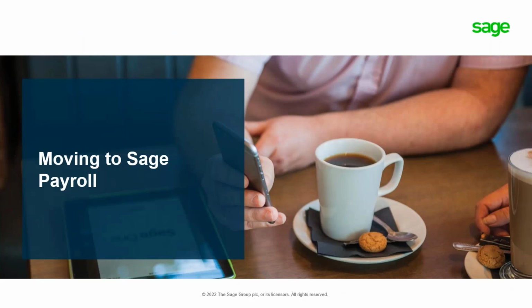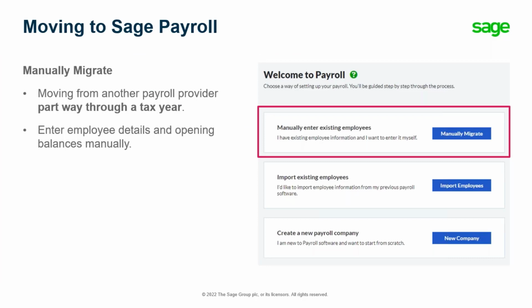But I would imagine for many of you, you are moving over to Sage Payroll and you're perhaps doing this at the start of a tax year, or you might be planning to do it mid-tax year. So we're going to take a look at the other options, and I'll also point out where you can enter opening balances if required. So first thing I'm going to talk about is the manually migrate option. So this is where you're moving from another provider partway through a tax year, and you are happy to enter the employee details and the opening balances manually.